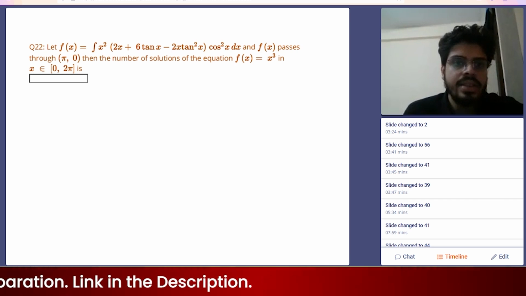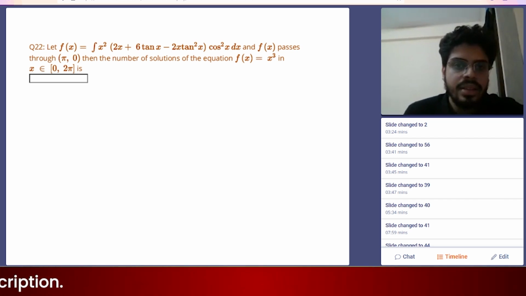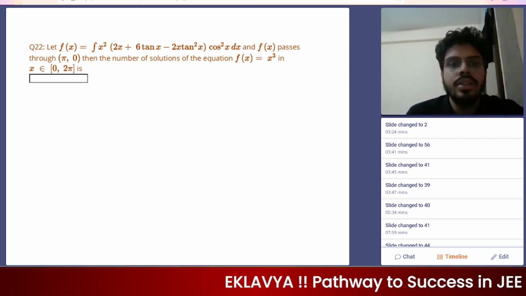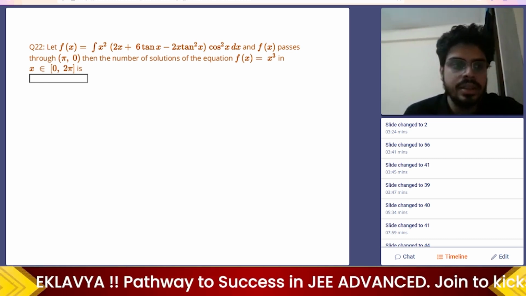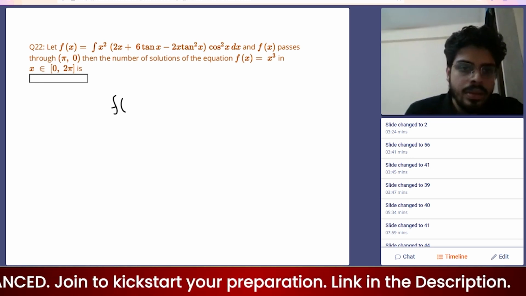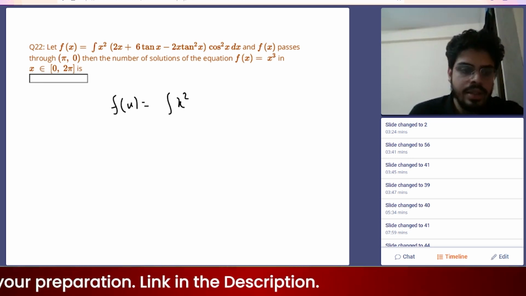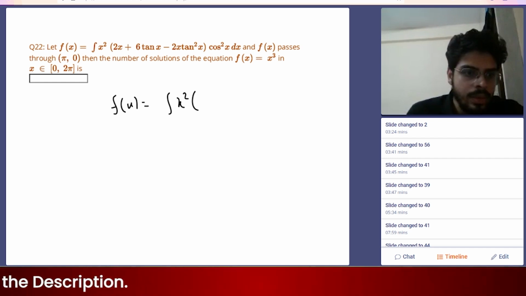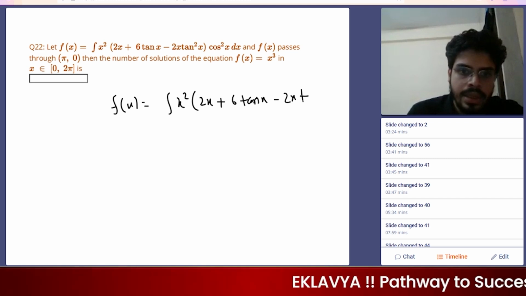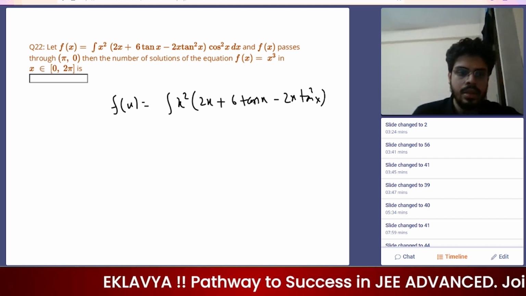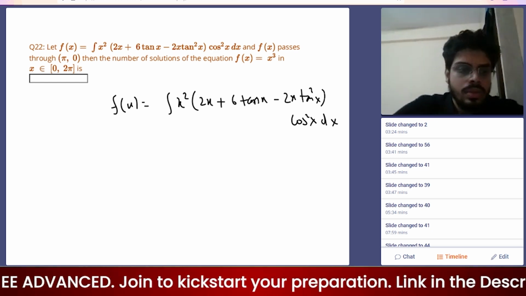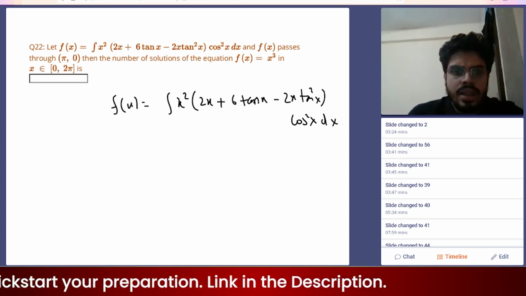Next one, 22nd. So here it is given f(x) is equal to the integral of x square, 2x plus 6 tan x minus 2x tan square x, cos square x dx. Okay. So I can write f(x) is equal to integration x square, 2x plus 6 tan x minus 2x tan square x into cos square x dx. Okay. So let us think for a moment, how can we resolve this?